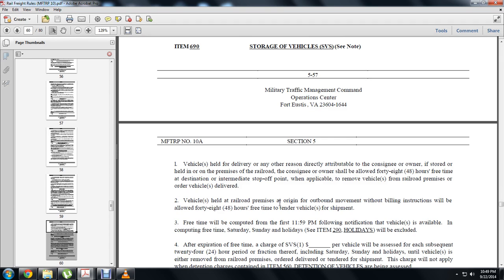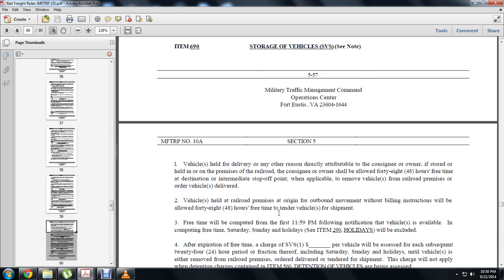At the destination, immediately after the drop-off point when applicable to remove the vehicle. The railroad permits the ordered vehicles delivered; vehicles permitted at origin of the outbound movement within the billing instruction are allowed 48 hours free time to tender the vehicles for shipment. 3. The free time will be computed at the first 11:59 p.m. following the notification of the vehicle available.